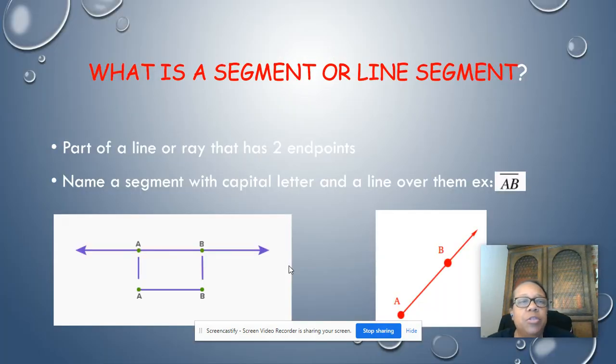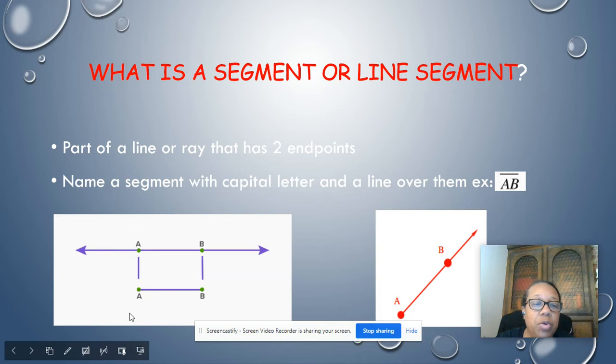This slide says what is a segment or line segment. A line segment or segment is a ray that has two endpoints. If you look on that line, the two endpoints are A and B, and there's your line segment. On this ray, your endpoints are A and B again. You have to know how to name these. You would name it AB with a straight line over the top of the two letters. You could also name it BA. For line segments, you can go forward and backwards.